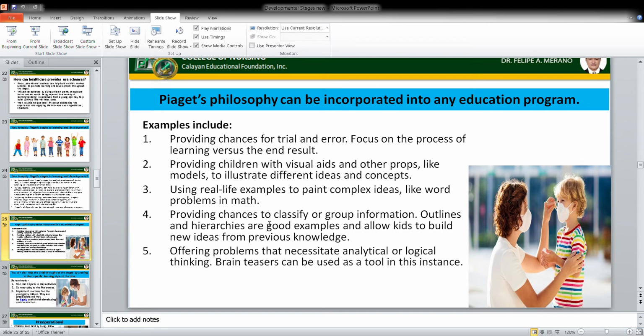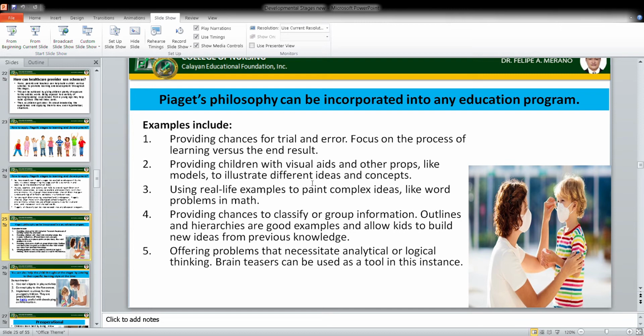Piaget's philosophy can be incorporated into any education program. So when you say any education program, that includes nursing. So there is a chance for trial and error, with a focus on the process of learning versus the end result. Okay, this is applicable in nursing procedures, in our SKL.